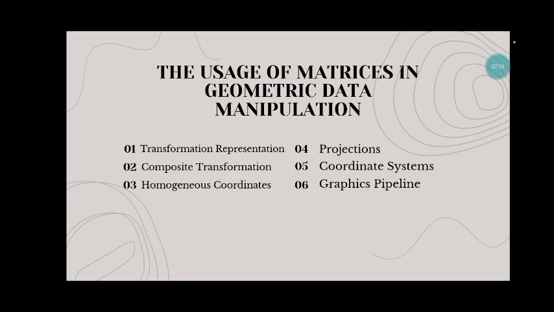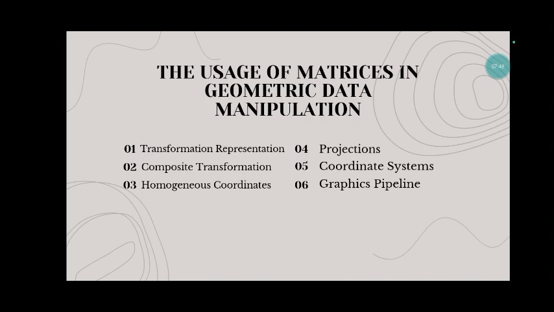Transformation representation, which is matrices can represent geometric transformations in various coordinate systems such as 2D or 3D. For example, a 3 by 3 matrix can represent 2D transformations like translation, rotation, and scaling, while a 4 by 4 matrix can represent 3D transformations including translation, rotation, scaling, and perspective projection. 2. Composite transformation, which is multiple transformations can be combined by multiplying their corresponding matrices together, enabling complex transformations to be applied sequentially.